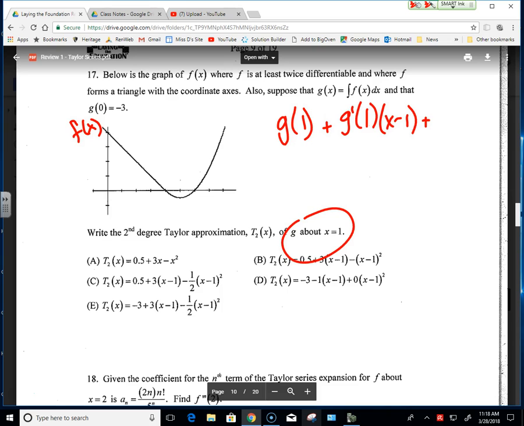And then what are we doing second degree? g double prime, all over 2 factorial times x minus 1 squared. Okay. How do I get g of 1 if g is the integral of f of x and I know that g of 0 is -3? Wouldn't g of 1 equal g of 0?